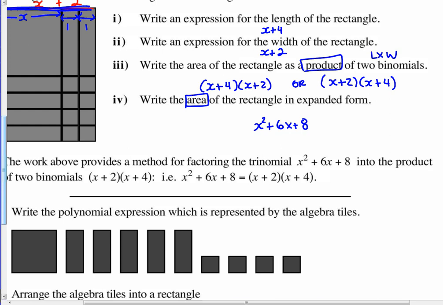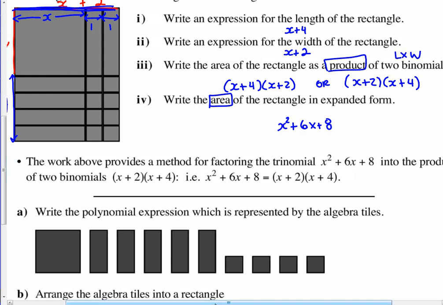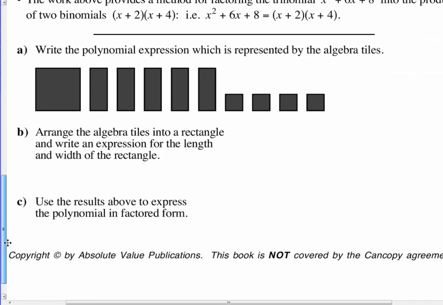Okay, so that's with algebra tiles. Let's try one together, and then we'll go into algebraic. Okay, so here, what are we given? X squared plus 5x's plus 4. Okay, we need to form a rectangle. The x squared always goes in the corner.